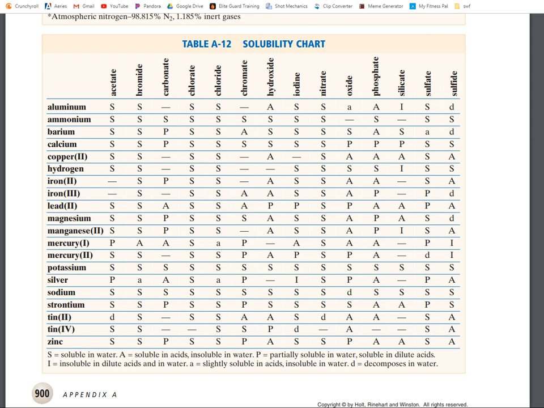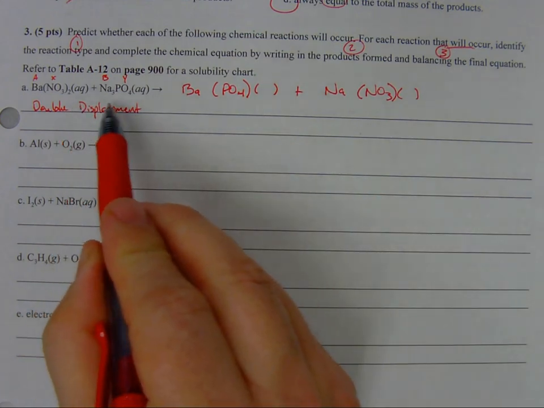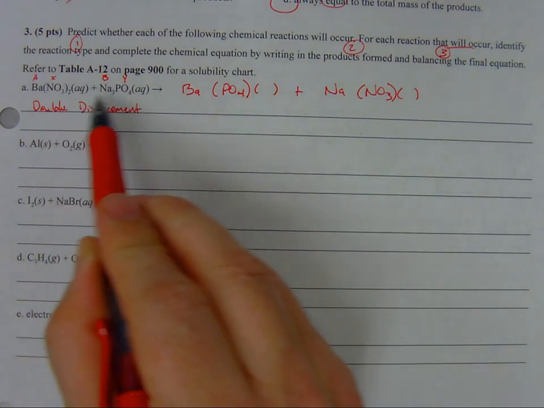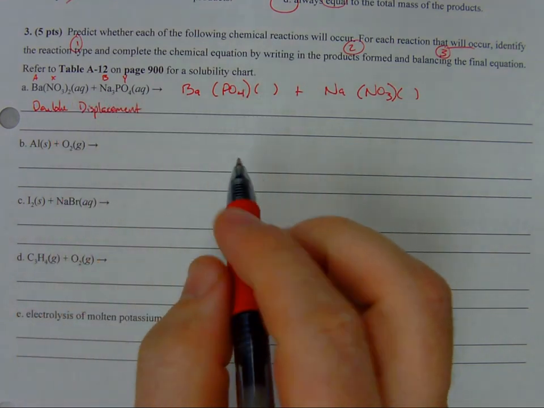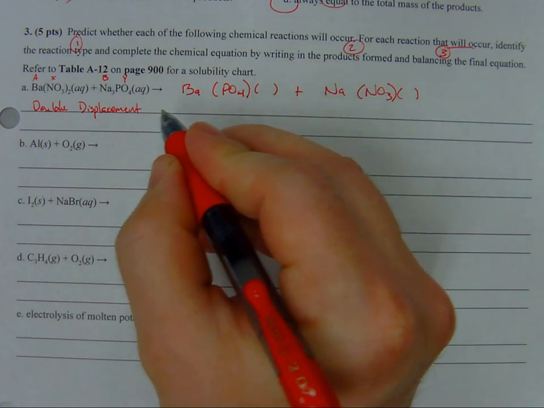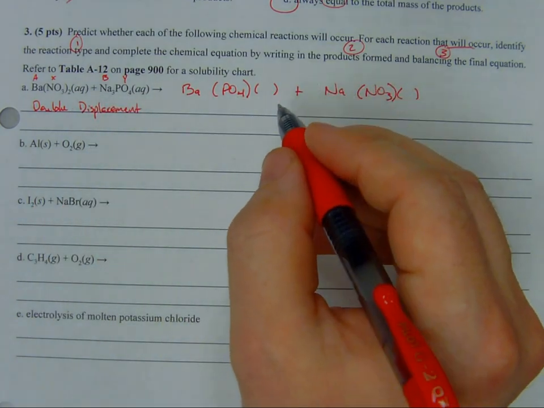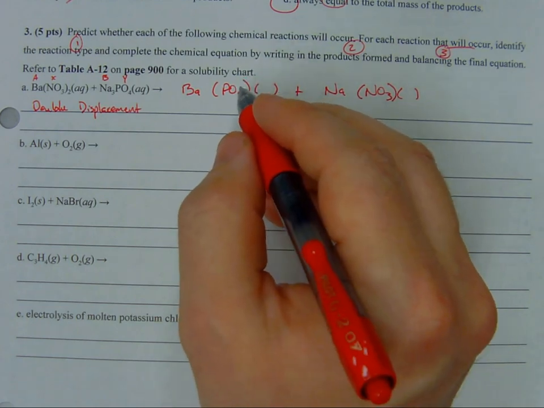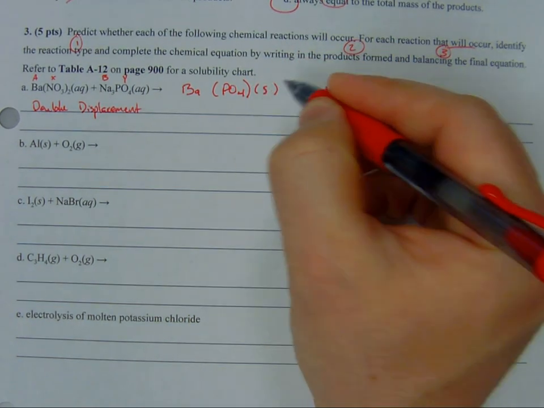Here's barium, and on the top here are the anions. What I'm going to do is slide over in the barium row until I find phosphate. I see A for barium phosphate. What does that mean? A means soluble in acids, insoluble in water. So it could be soluble if it's in an acid. Is this an acid? No. No acid. No dissociation of hydrogens possible. So that means that this is insoluble because it's in water. It's an aq, dissolved in water, and so this is not going to be soluble. It precipitates out and creates a solid.